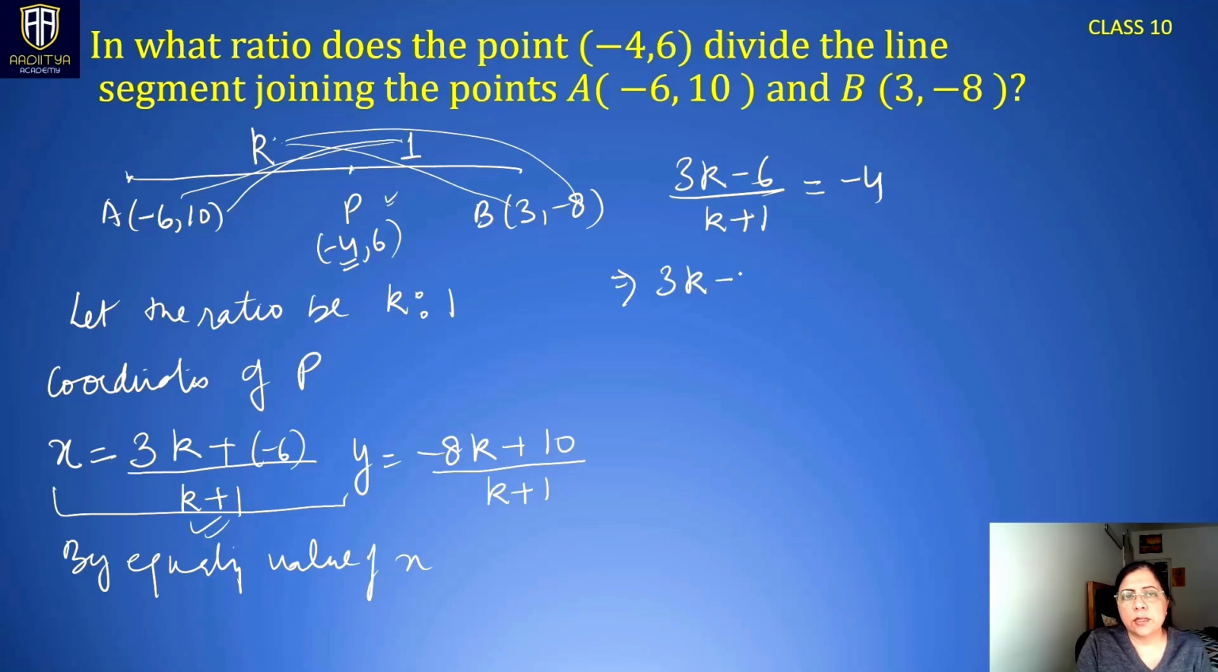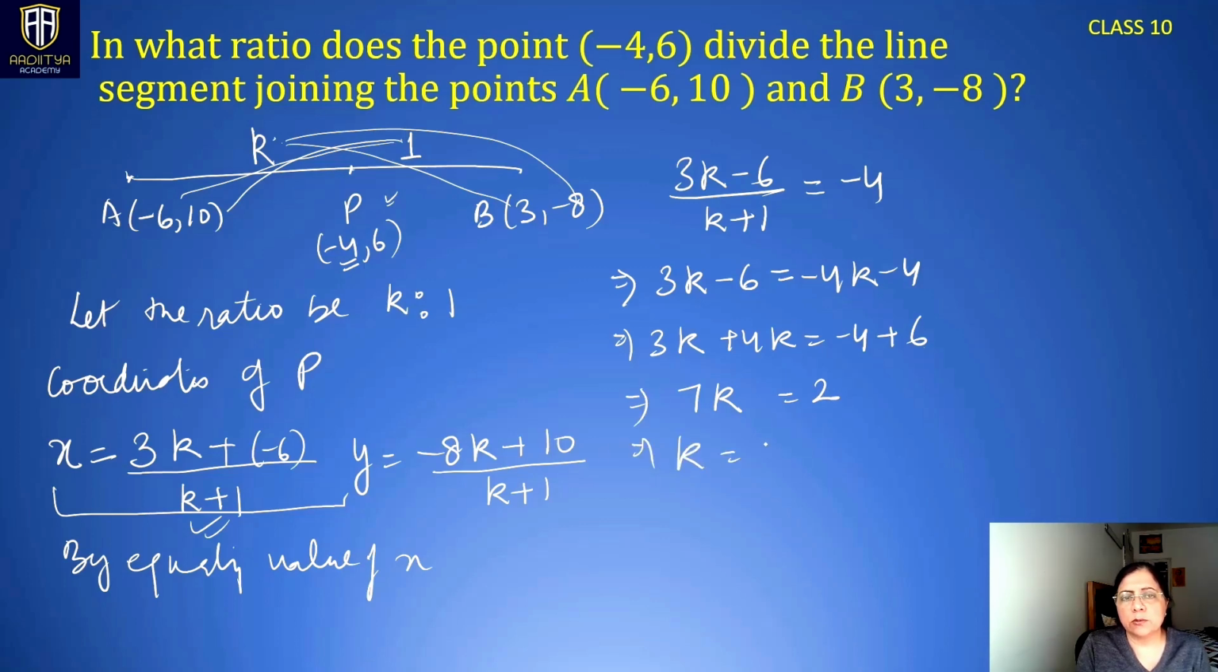So this becomes 3k minus 6 is equal to minus 4k minus 4. Now simplify this. 3k plus 4k is equal to minus 4 plus 6. 7k is equal to 6 minus 4, which is 2, right? So here k comes out to be 2 by 7, right? See, here you had to solve only one equation to get the value of k.